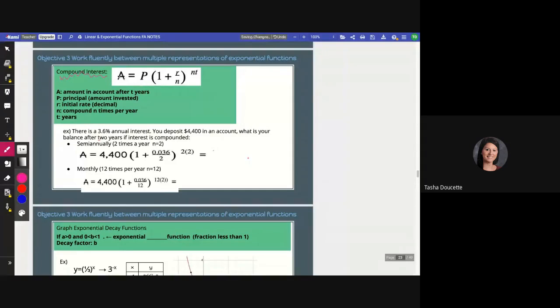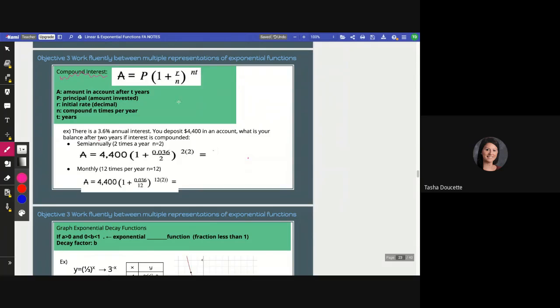Now we're looking into some compound interest. Your parent function for compound interest is A is equal to P times 1 plus your initial rate over your compounding times per year, and you're raising that to the power of your compounding multiplied by your years.